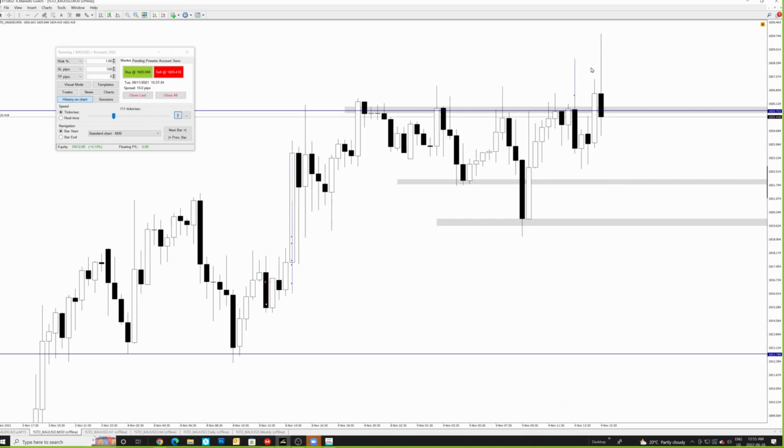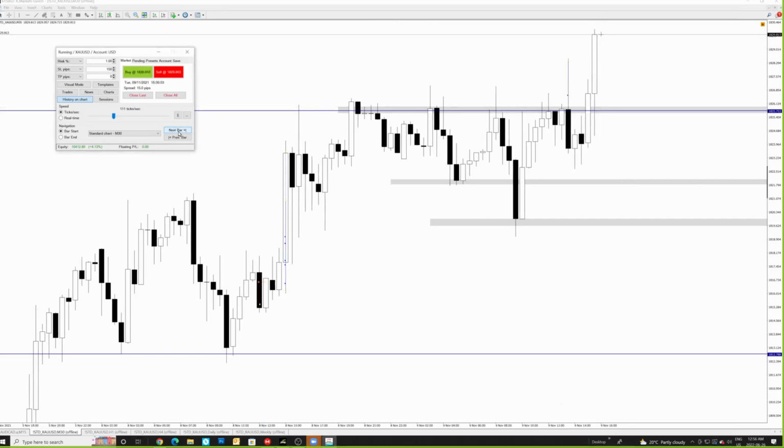Crazy. Moved up, moved all the way back down. Don't trade news, guys. Let's see how this candle closes here. We're done for trading on Tuesday here anyway. Oh, nice. Bullish. So guess if we break the high right here, right? We're breaking the high right here.